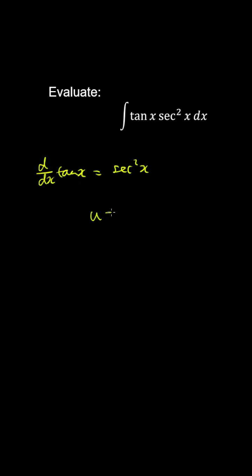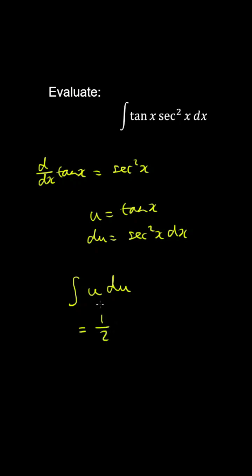So if we let u equal tan x, then du is sec squared x dx. And therefore this integral becomes the integral of tan x, which is u, by sec squared x dx, which is du. And therefore this evaluates to u squared on 2, so it'll be 1/2 u squared, where u is tan x, so we get 1/2 tan squared x, plus the constant of integration.